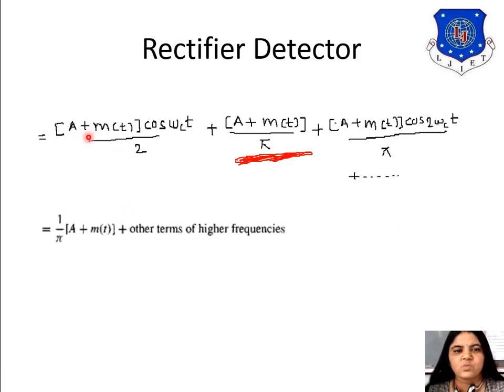So it is 1 plus m(t) cos(ωct)/2 plus A plus m(t) by π plus (A plus m(t)) cos(2ωct) by π, and so on. Here we will take this out. It is 1 by π times (A plus m(t)), plus all other terms that are nothing but all the higher frequency components. So this is the signal, and the other terms are of higher frequency.